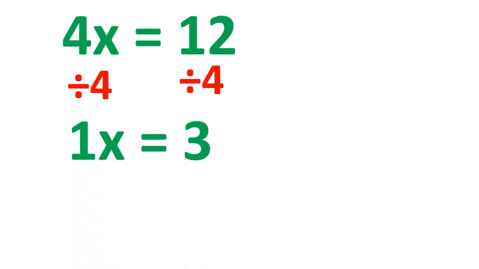And when I do that, 4x divided by 4 equals 1x, because 4 divided by 4 is 1. So now 4x becomes 1x, and 12 divided by 4 on the right side of the equation becomes a 3. So I have 1x equals 3. Well, what does 1x mean? 1x is just x. So 1x equals 3 is the same as x equals 3. So I have solved for x, and x equals 3.